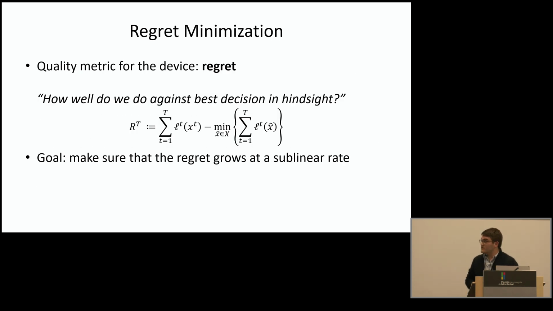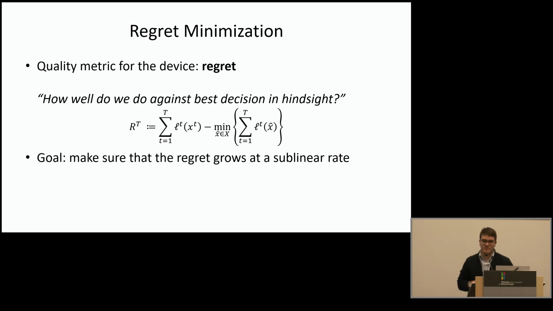The way we evaluate the quality of this device is via regret. And the idea of regret is to measure how well the device has performed against the best decision in hindsight. So looking at all the loss functions that we've observed, if we could have known them in advance, and if we could have stuck with one decision, what would have been the best decision? This is what the min is doing. And this is compared to what we actually did. That is the evaluation of the loss function on all the decisions that we've output so far.